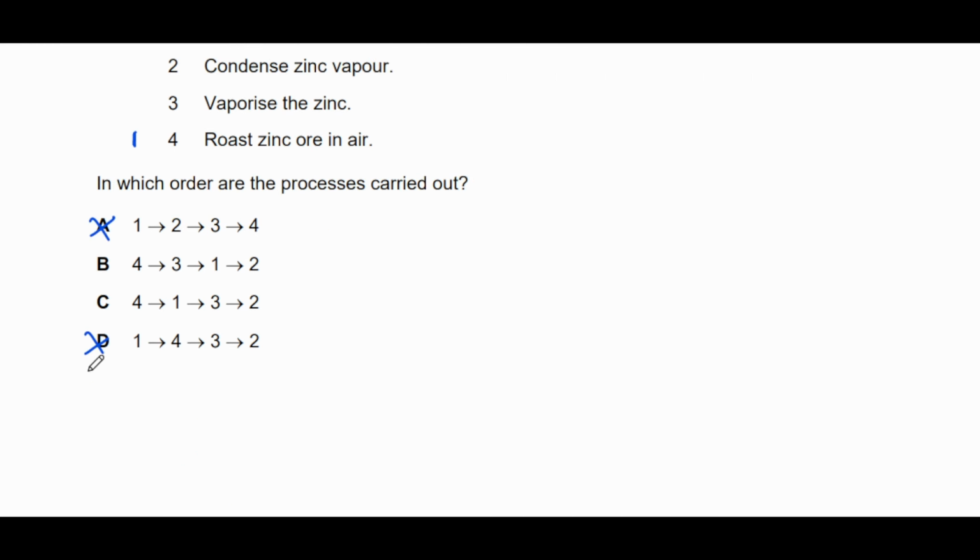Okay. So next would be heating the zinc oxide with carbon. So this is the redox reaction, so this is second. Next you need to vaporize the zinc, followed by condensation. So therefore, the answer is 4, 1, 3, 2. Answer is C.